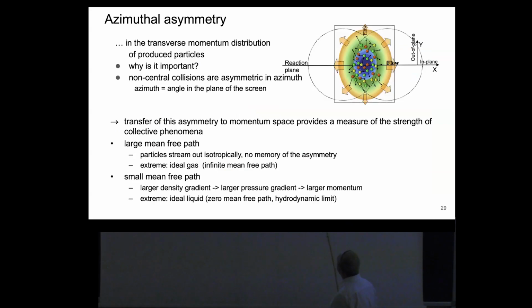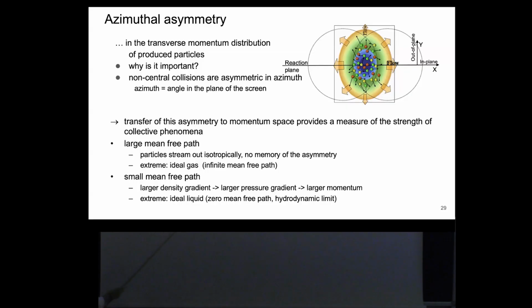The first striking measurement to come out of RHIC was the measurement of the azimuthal asymmetry. The azimuthal asymmetry is a crucial diagnostic tool in this business, because essentially it gives us information on the amount of collective effects in the colliding system.